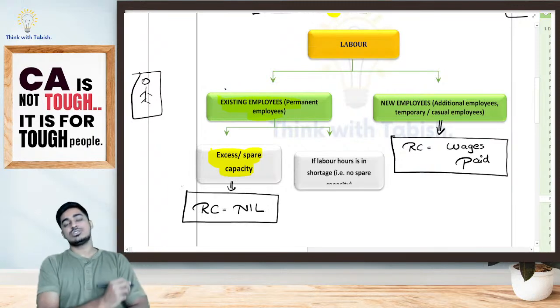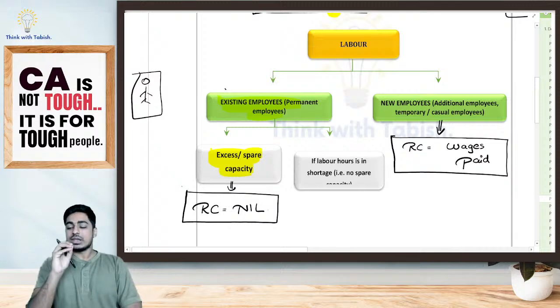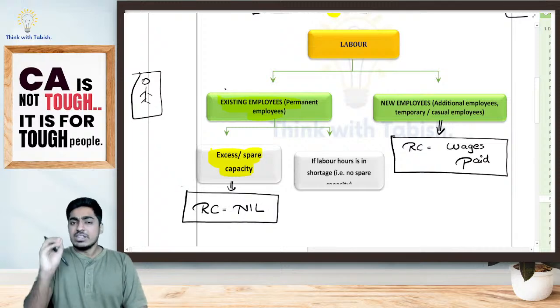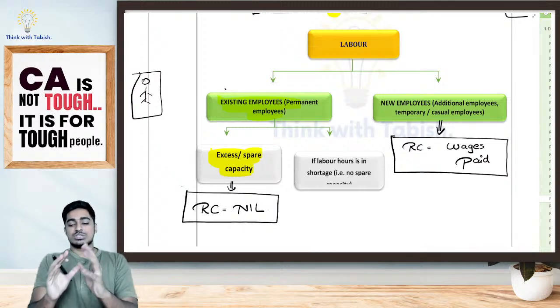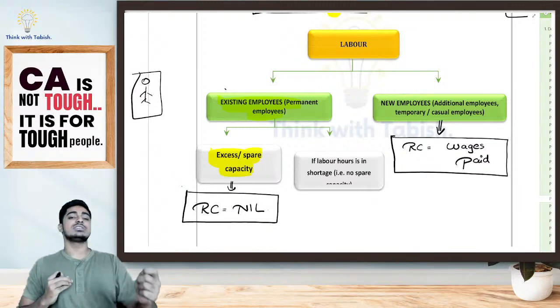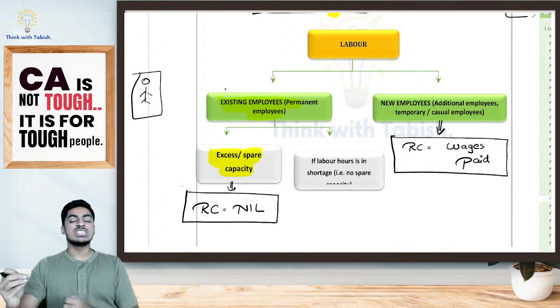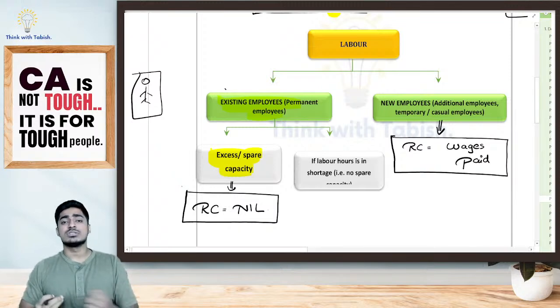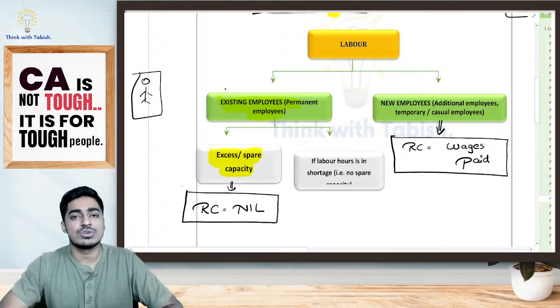Is it clear, students? Yes, believe me, you can create everything by yourself. Just ask this question: if I take the decision, what will be the cost? If I don't take the decision, what will be the cost? If there is a difference, whatever the difference is going to be a relevant cost. If there is no difference, relevant cost is going to be nil.